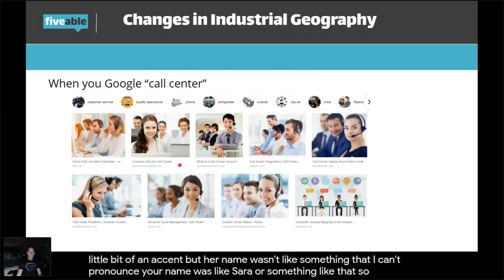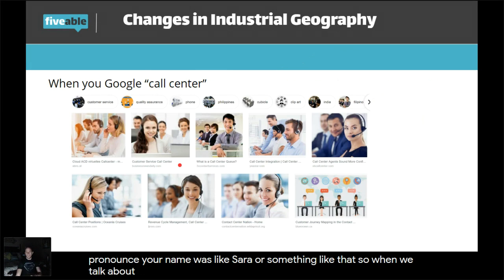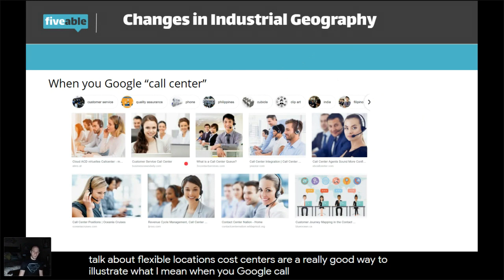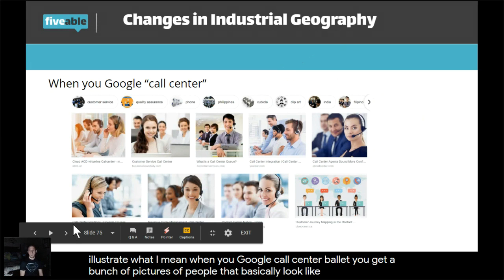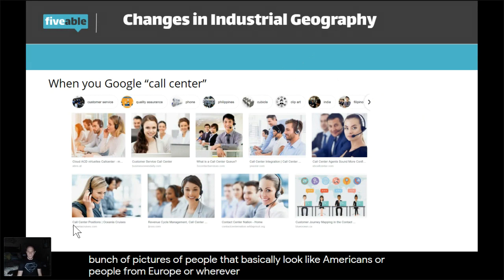So when we talk about flexible locations, call centers are a really good way to illustrate what we mean. When you Google call center, by the way, you get a bunch of pictures of people that basically look like Americans or people from Europe or wherever it might be.